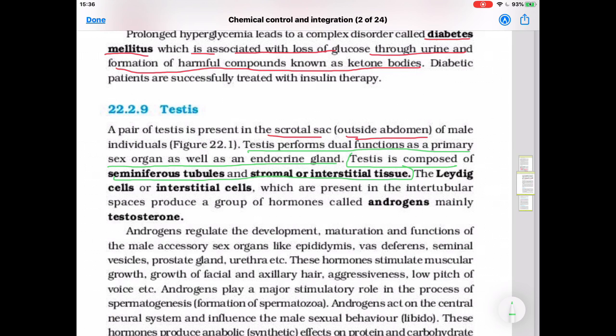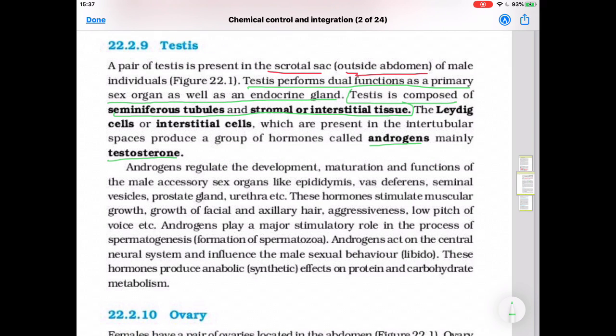The Leydig cells which are present in the intertubular space produce a group of hormones called androgens, mainly testosterone. Androgens regulate the development, maturation and functions of the male accessory sex organs like epididymis, vas deferens, seminal vesicles, prostate gland, urethra, etc. These hormones stimulate muscular growth, growth of facial and axillary hair, aggressiveness, low pitch of voice, etc. These all characters are controlled by testosterone.